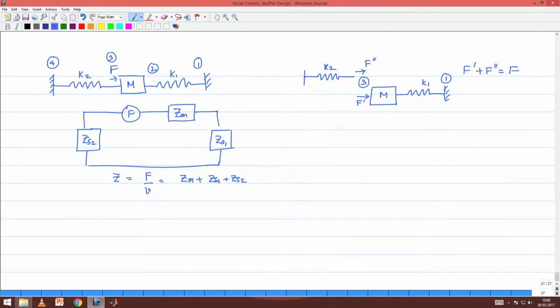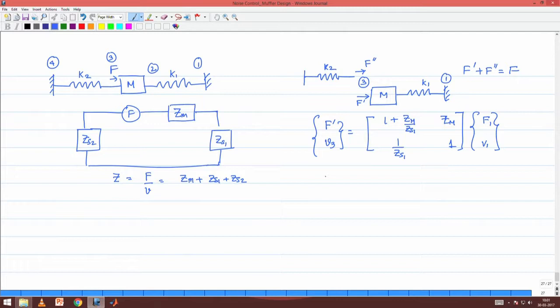Between station 1 and station 3, no big deal, we can find F prime V3 is given by the matrix with entries 1 plus Zm by Zs1, Zm, 1 by Zs1 and 1, acting on F1 V1. That is the transfer matrix for the right half of the system, no big deal.